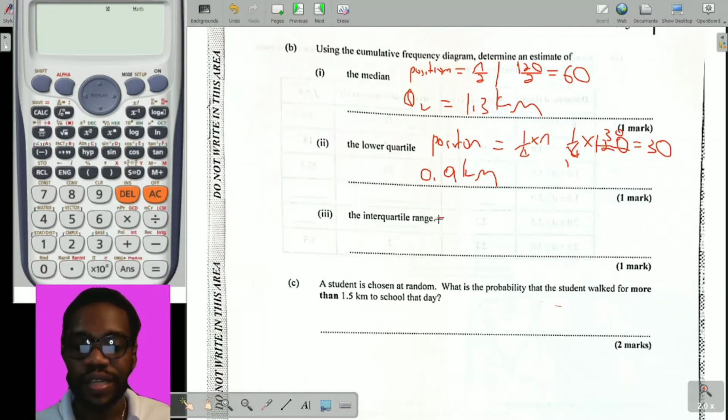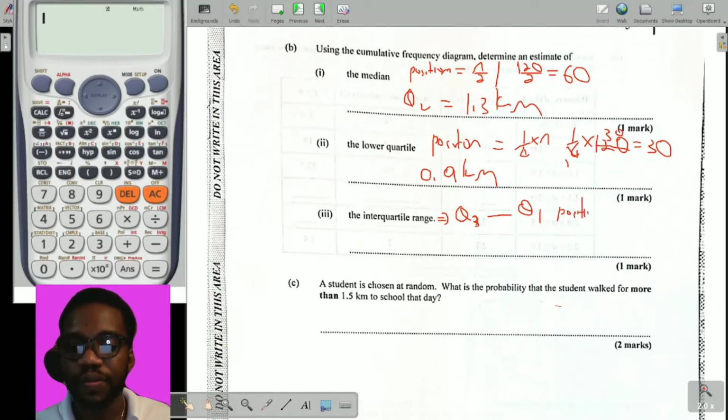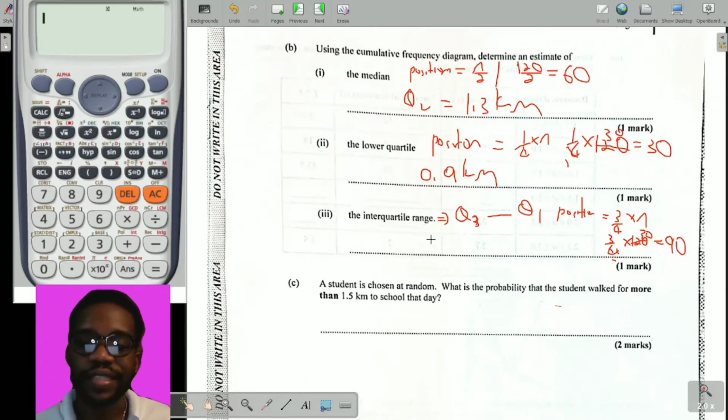Now the interquartile range is simply equal to the upper quartile, which is Q3, minus the lower quartile, which is Q1. Alright, so I need to find Q3. So I'm going to start with the position. Now the position is just equal to 3/4 times n. If you want, you can pull up your calculator too. So it's 3/4 times 120. Alright, remember we worked this out already. 30. 3 times 30 is 90. So if I find 90 on the y-axis, then I can find Q3.